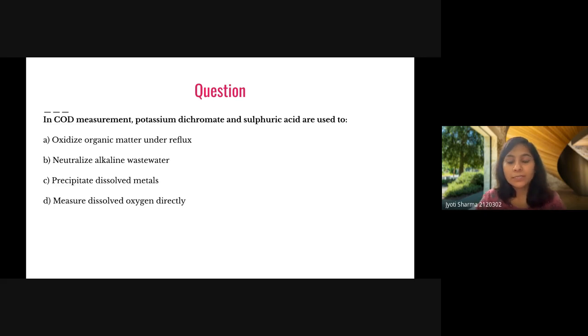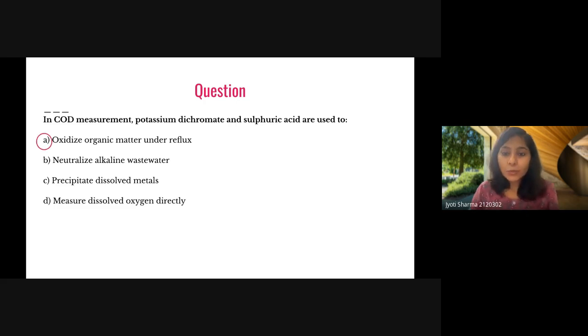Out of A, B, C, D, why are we using potassium dichromate and sulfuric acid? Okay, so Pradeep and Venkateshwara give me A answer. So yes, A is the right answer.